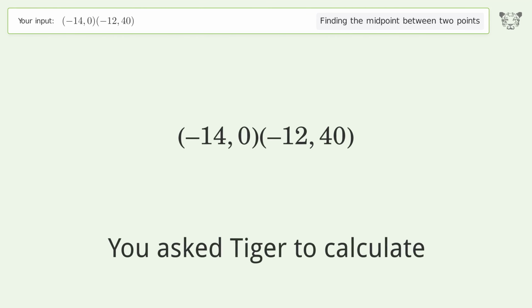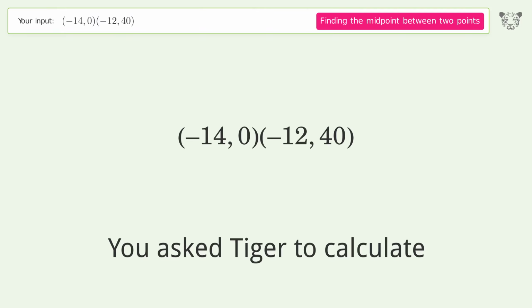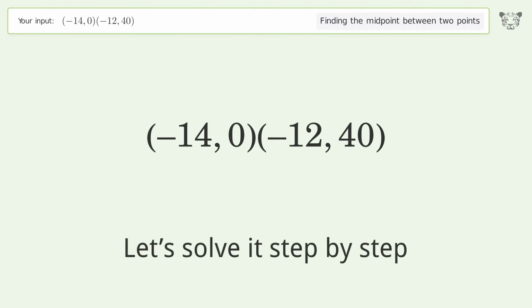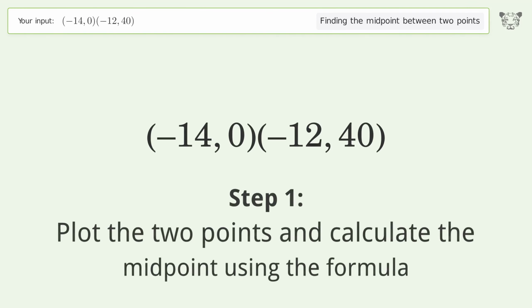You ask Tiger to calculate. This deals with finding the midpoint between 2 points. The midpoint between the 2 points is negative 13, 20. Let's solve it step by step. Plot the 2 points and calculate the midpoint using the formula.